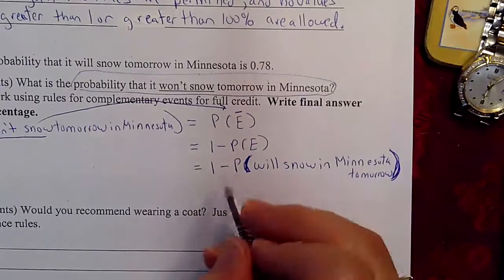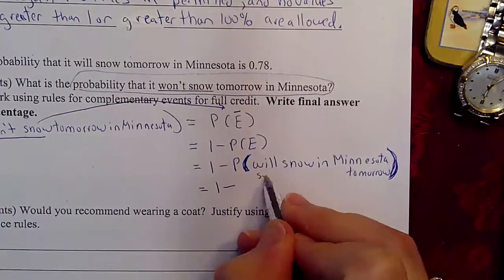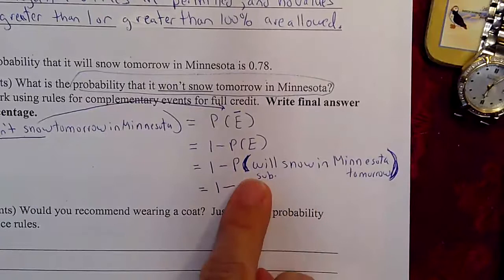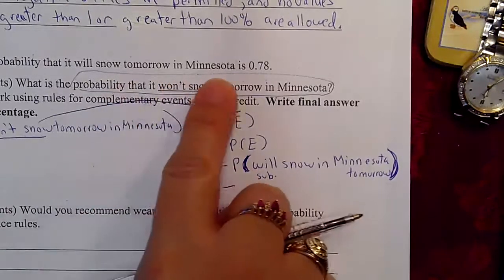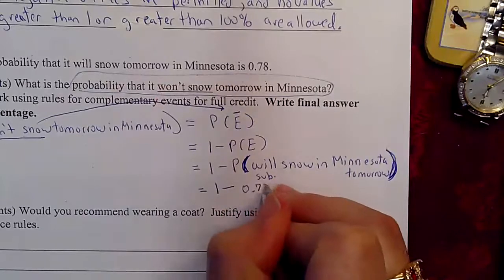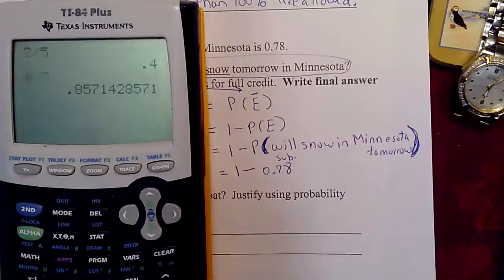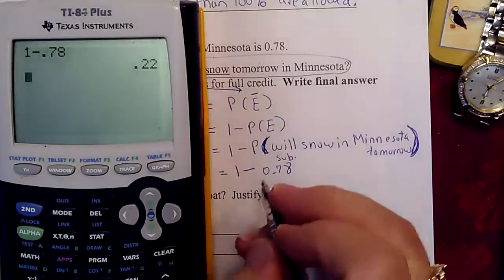So then now I'm going to substitute my value. The probability value that it will snow in Minnesota tomorrow is 78 hundredths. So that's 1 minus 78 hundredths. And 1 minus 0.78 is 22 hundredths.